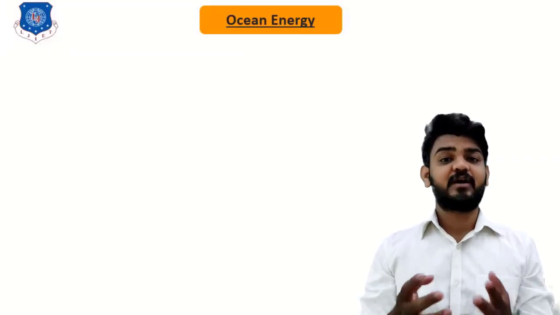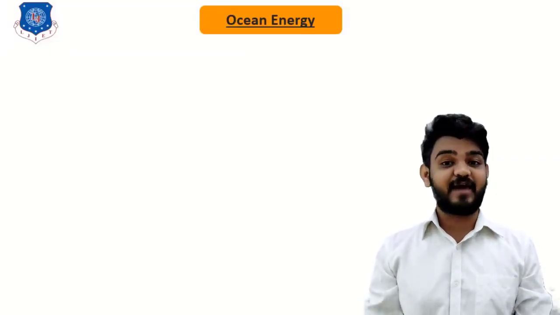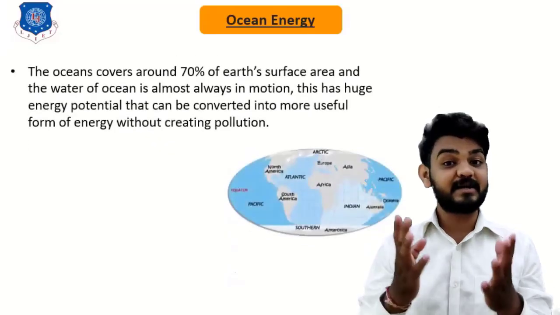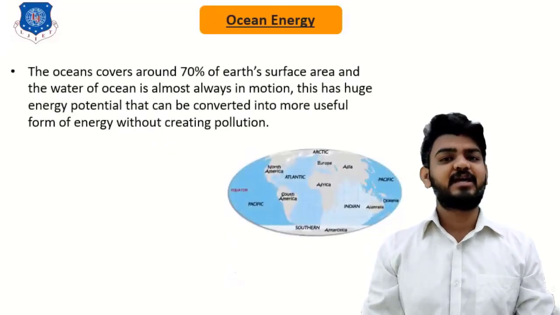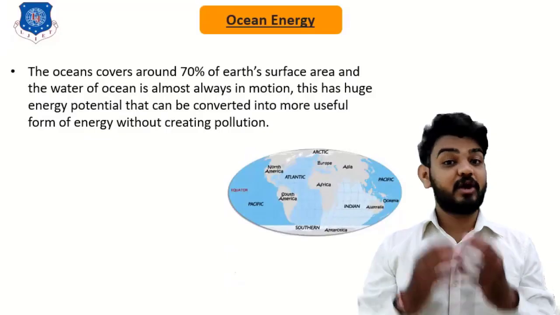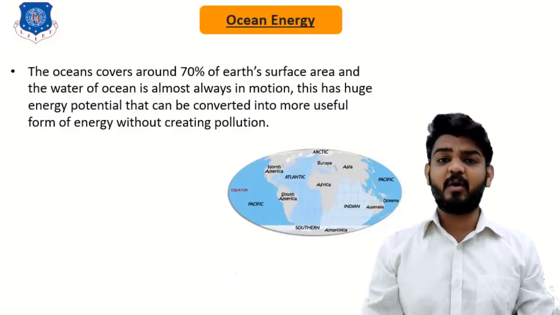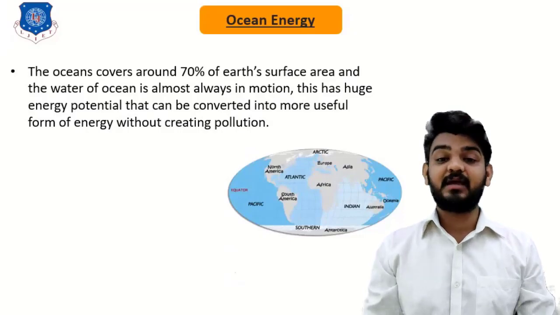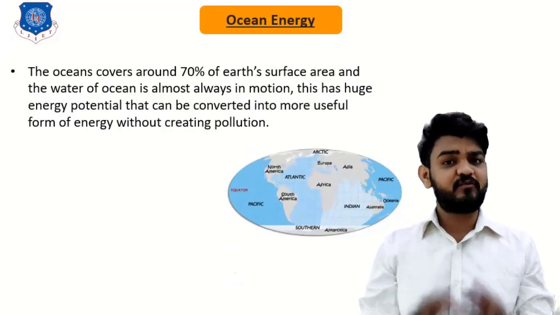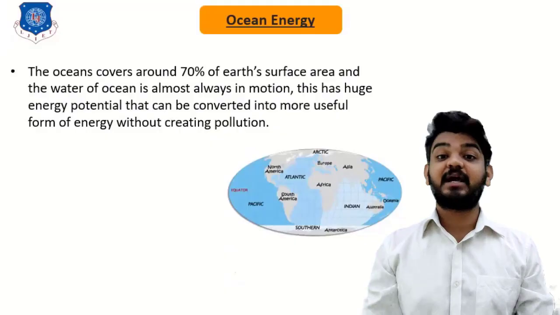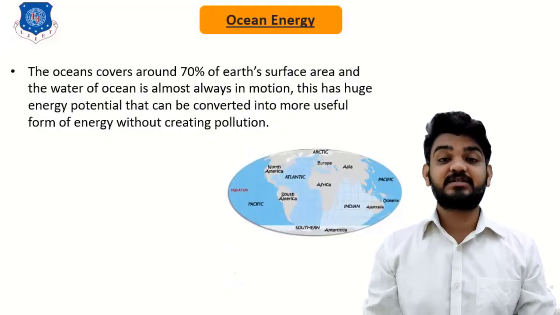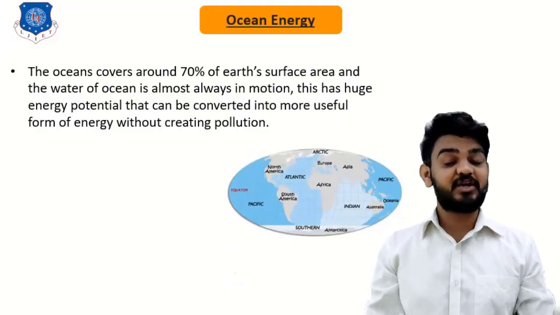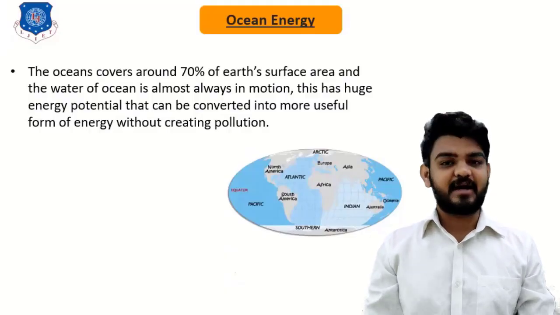Well, in life, you must have come across this fact that around 70% of Earth's surface is covered by water bodies, either in the form of ocean or in the form of rivers. So, this holds a huge amount of energy potential that can be converted into a more useful form of energy such as electricity. Ocean energy is so vast that we need to divide it into three parts.